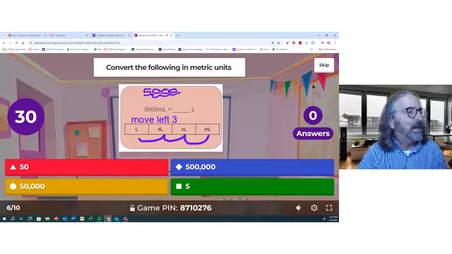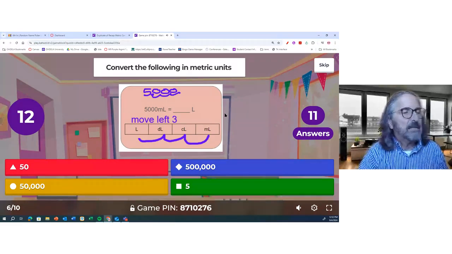Let's do this one. All right, 5,000 milliliters to liters. So milliliters is a little smaller than liters. So we're going to go 3 to the left. All right, so we got to start that 0 at the end of the 5,000 and move it over. What do you get?